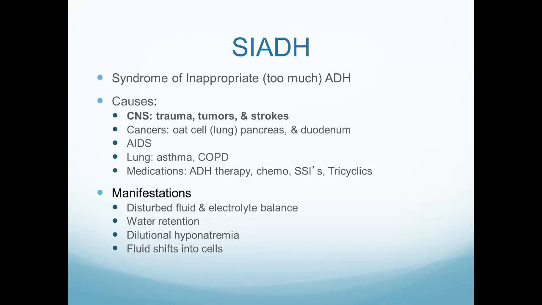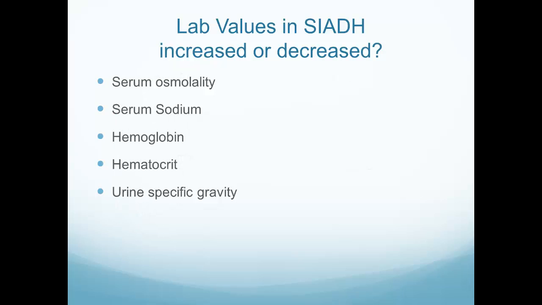Hyponatremia means a low sodium level in the bloodstream, and this is dilutional. So we have the same amount of sodium we did before, but the problem causing the low concentration of sodium in the blood is that we have too much fluid. So we're diluting our sodium, and now the concentration of sodium in the bloodstream becomes less. That's a dilutional hyponatremia.